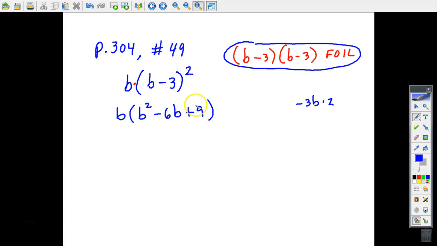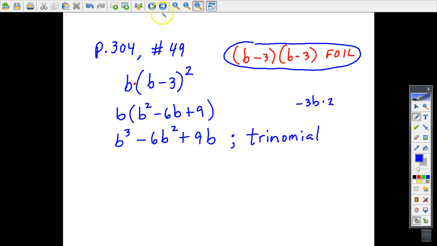And now I'm ready to do the distributive property with b. So b to the third minus 6b squared plus 9b. That's my standard form polynomial. So that's my first part of the answer. And classifying by number of terms, this is a trinomial.